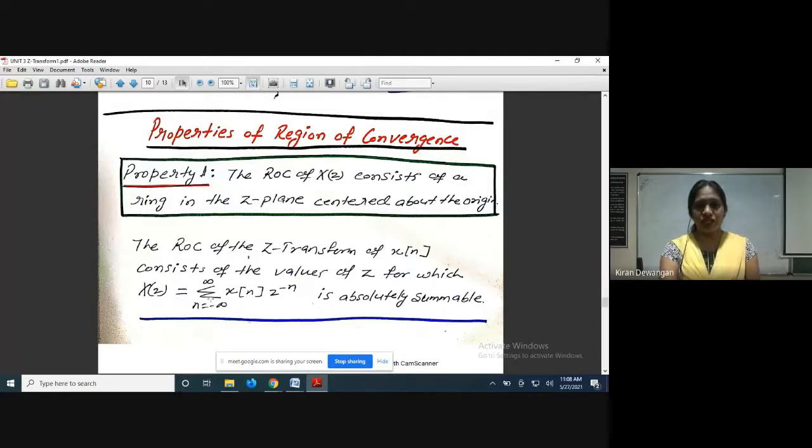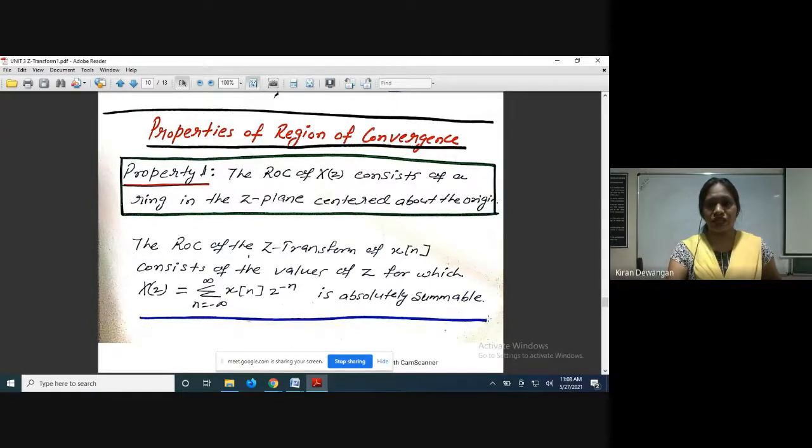As we know, this is the formula: X of z is the summation from n equals minus infinity to infinity of x of n z to the power minus n. It should be absolutely summable. That is the condition for ROC. The ROC of the z transform of x of n consists of the values of z for which X of z is absolutely summable. This is the first property.